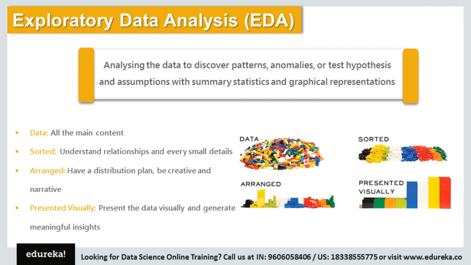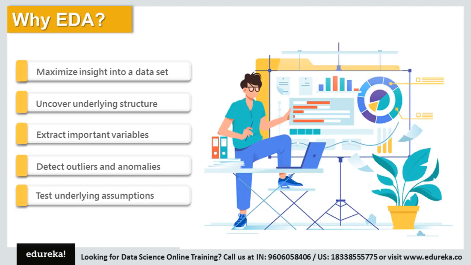So basically you take all of your raw data, you clean it, you sort it out to understand relationships and make that data suitable for analytics to lay on top of. Then you have a distribution plan and arrange your data. And finally, you present it visually so that your stakeholders or your audience can draw meaningful insights from your data. Now, the main objective here is to maximize the insights that you can draw from your data set and discover the underlying structure present in it.